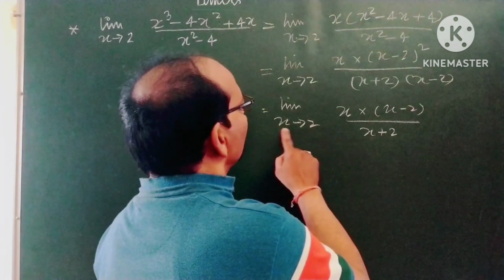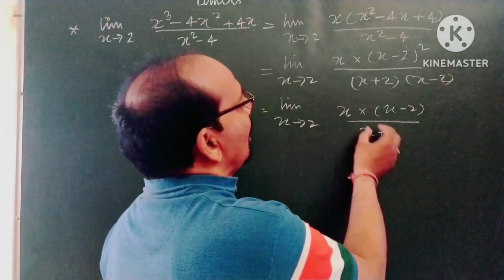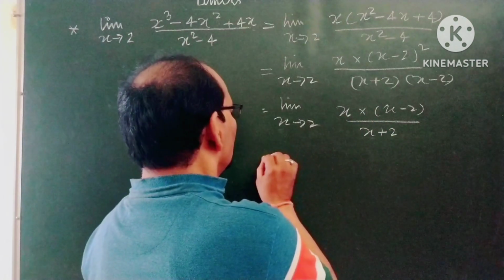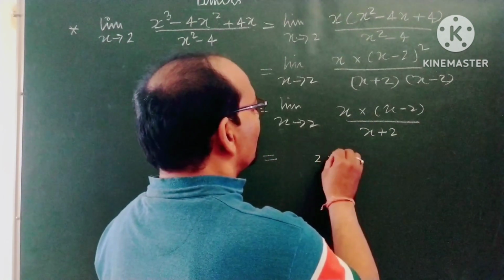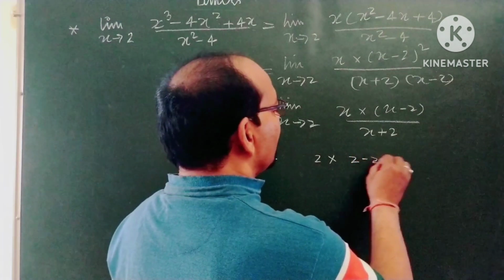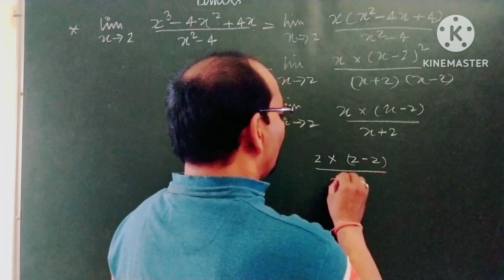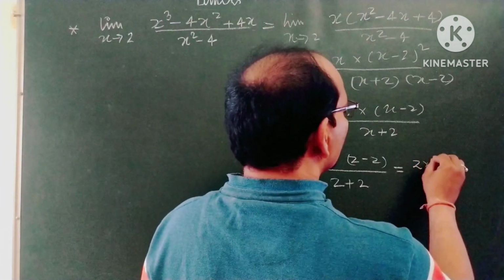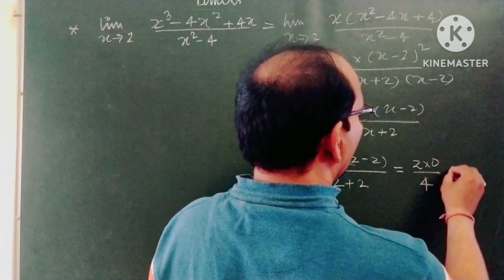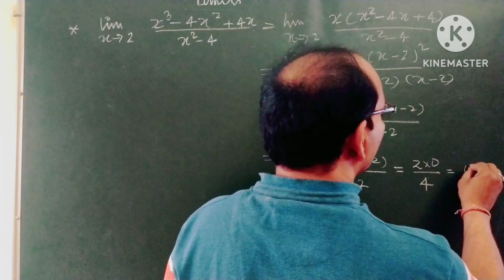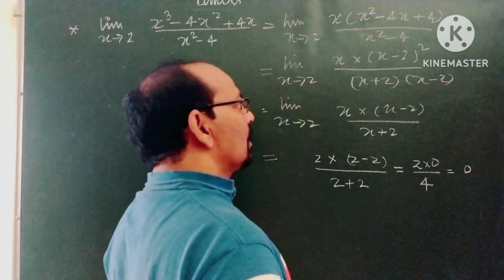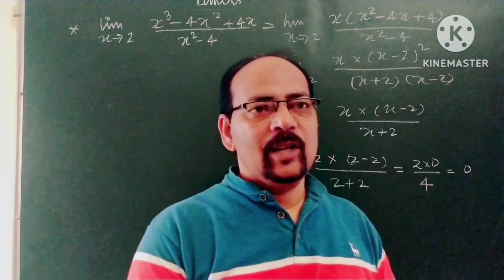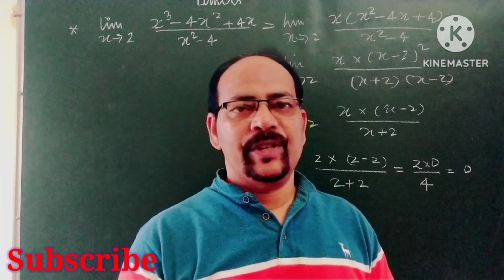If we put the value x equal to 2, there will be 2 into (2 minus 2) by (2 plus 2), it will be 2 into 0 by 4 equal to 0. This is the limit of this function. After that we take the next question.